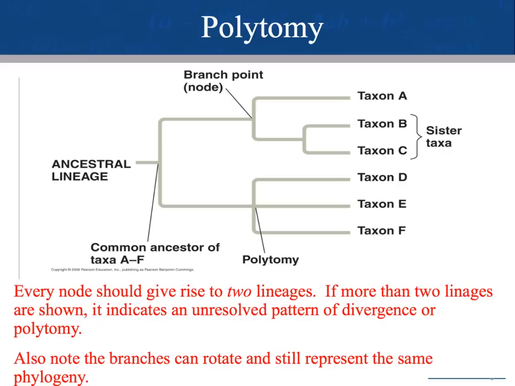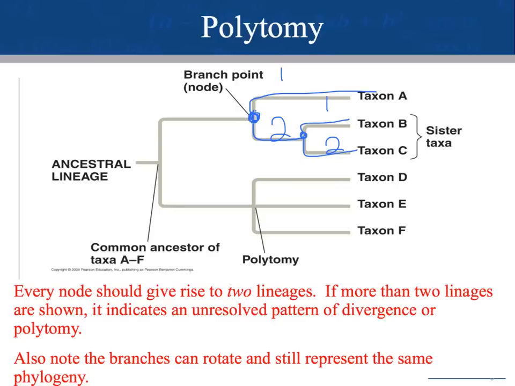Okay, so technically every node, every branch point should give rise to two separate lineages. So if we look at this top one, here we can see that we branch off into this guy, and then we branch off into something else that eventually branches off into something else. But every node point gives rise to two different lineages.